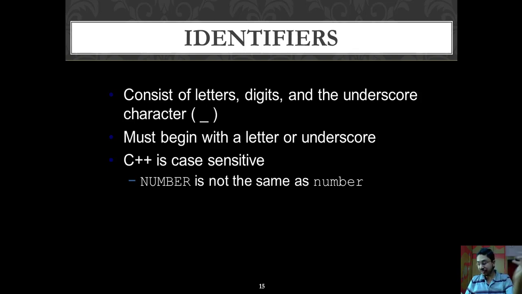So we identify these memory addresses using some names, and those names we call identifiers. For example, I want to create two integer variables. I simply say int num1, num2. Num1 here is an identifier, and num2 is another identifier. Num1 identifies a unique space in memory where I can store an integer, and num2 is another location where I can store an integer.